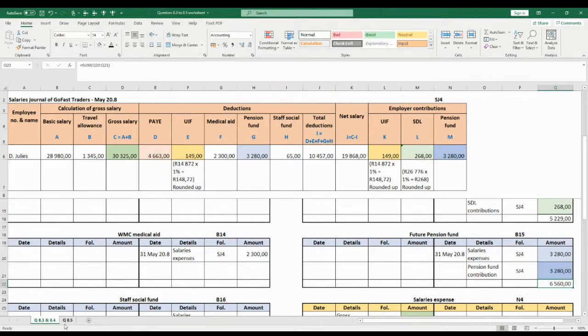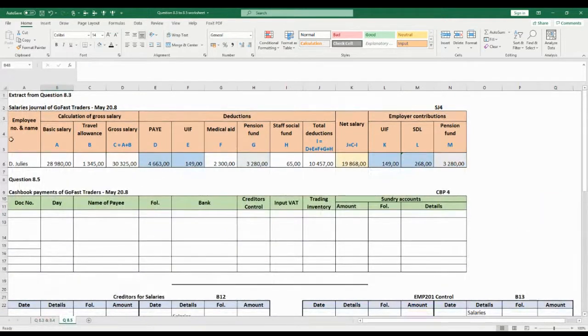Okay, so let's look at what that means. What I've done is I've just transferred the information from question 8.3 at the top so that you guys can see all the information. So what they said is on the 31st of May, we first now have to do all the outstanding payments. So that means we have to complete the cash book payments account and indicate all the payments that were made. Now we said the payments would be your pay as you earn, your UIF, your medical aid, your pension fund would be paid over, generally your social fund, and then the net salary.